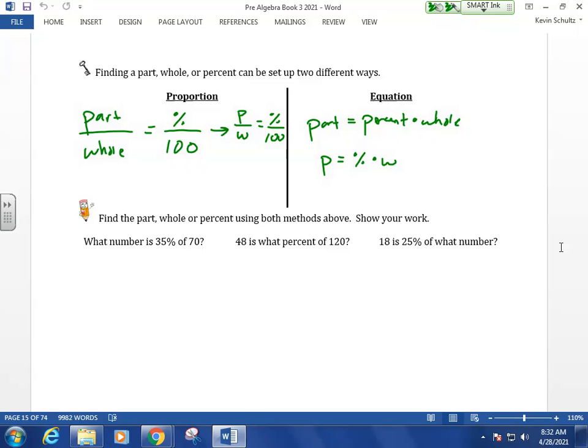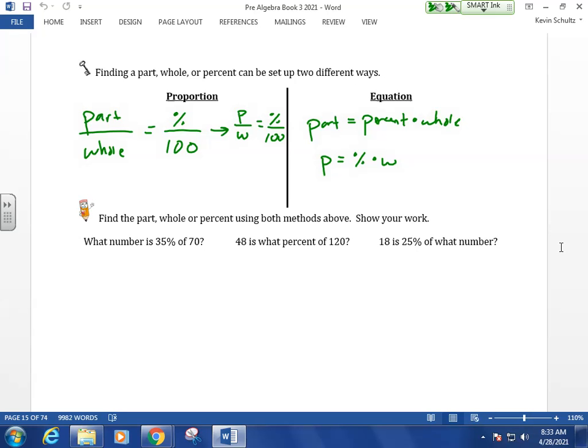The difference between these two, obviously, is that one's more of a proportion, one's more of a straight up equation. The proportion represents percentage as a fraction, thus that over 100 piece. The equation represents percentage as a decimal. So when you plug these percentages in, whether you're using the proportion or the equation method, you need to keep in mind, is this going in as a fraction or as a decimal? So we will go over a few examples here. These are notes that you should jot down yourself.